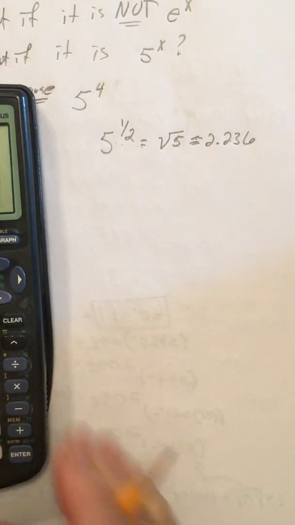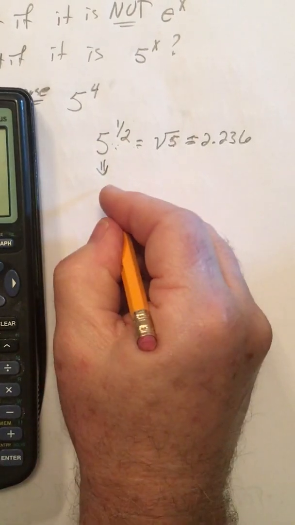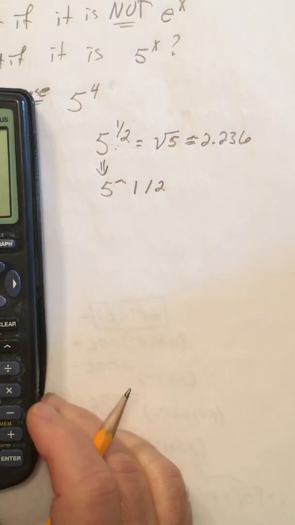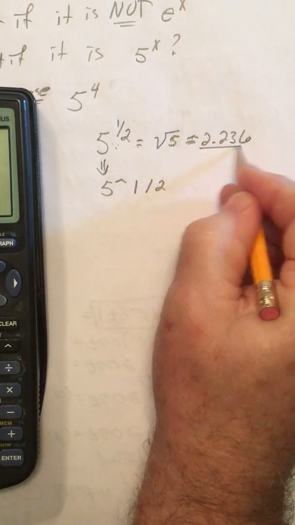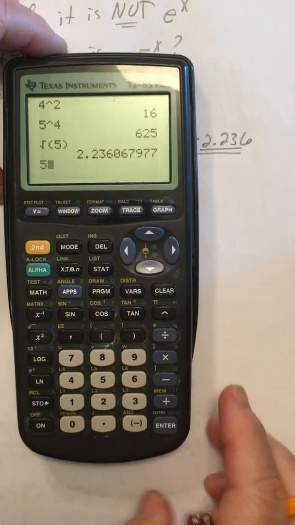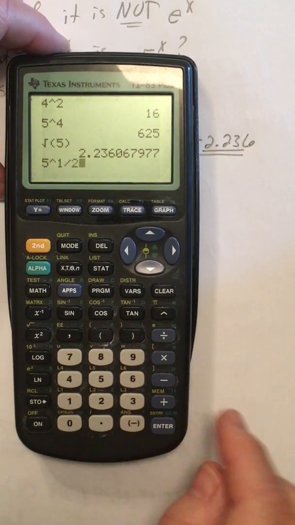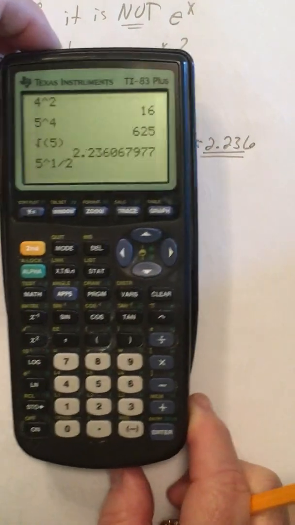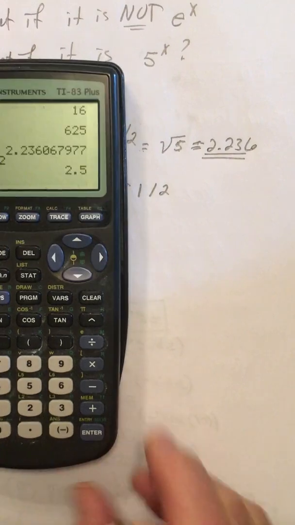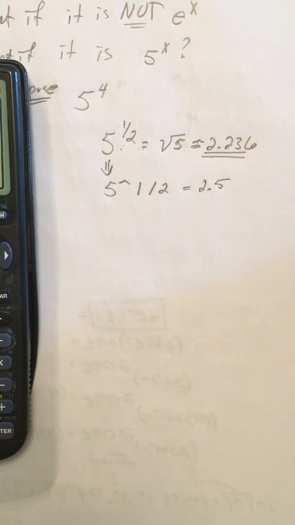Now, suppose I want to compute this using the exponential key. So I take 5, I want to raise it to the power of 1 divided by 2. And it should give me the 2.236. But watch what happens. If I take 5, raise it to the power, 1 divided by 2, I don't get 2.236. You get 2.5. Do you see why that happened?